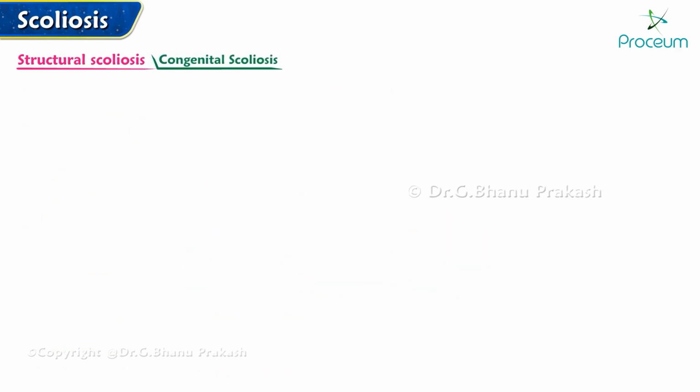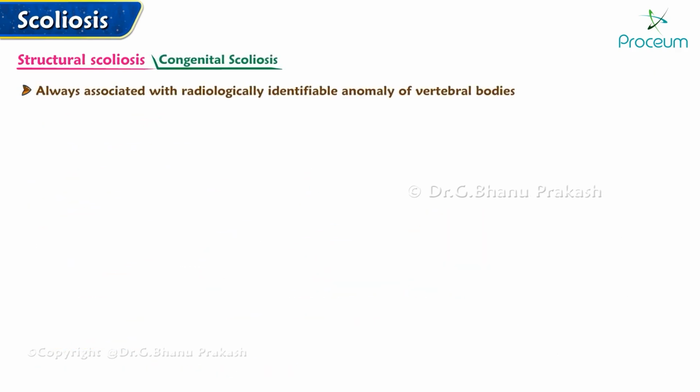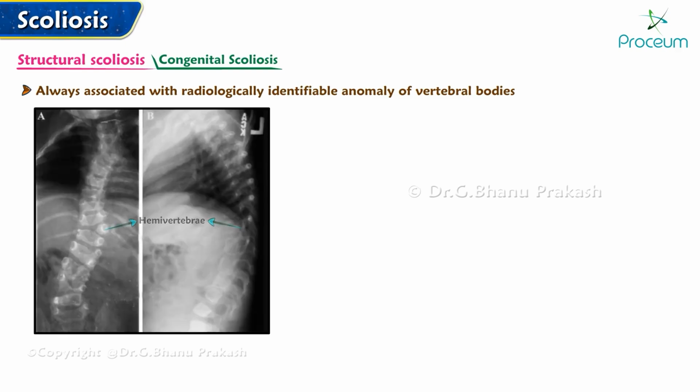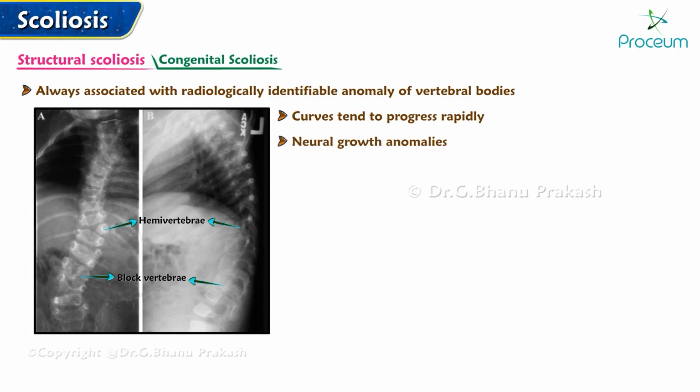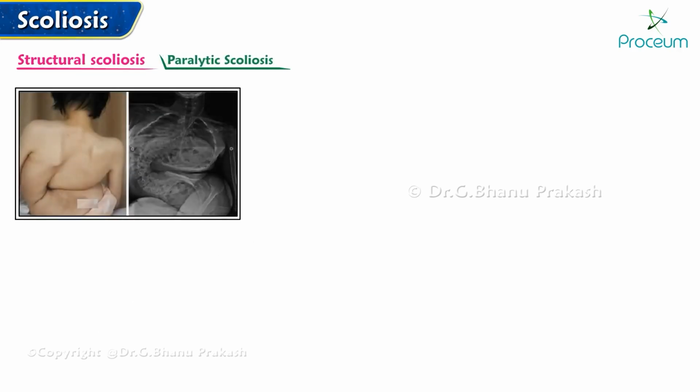Congenital scoliosis is always associated with a radiologically identifiable anomaly of the vertebral bodies, such as the hemivertebrae, block vertebrae, or unsegmented bar. These curves tend to progress rapidly and may also be associated with neural growth anomalies, potentially causing lower limb neurological deficits. Paralytic scoliosis occurs due to unbalanced trunk muscle paralysis.